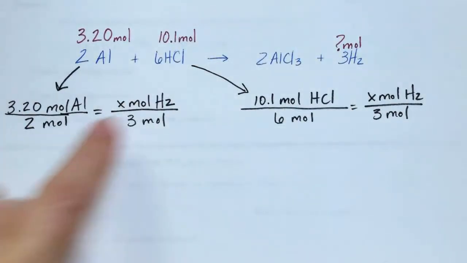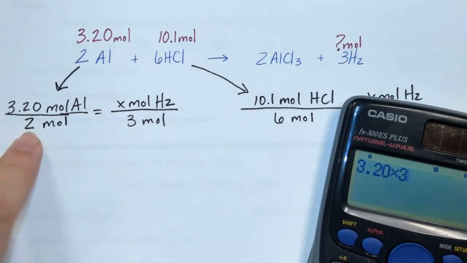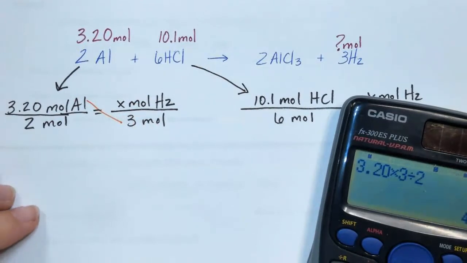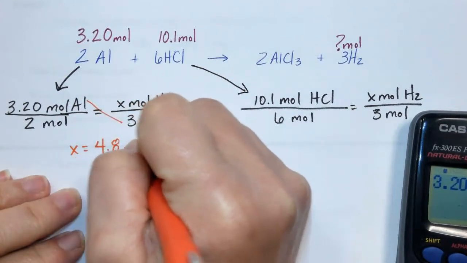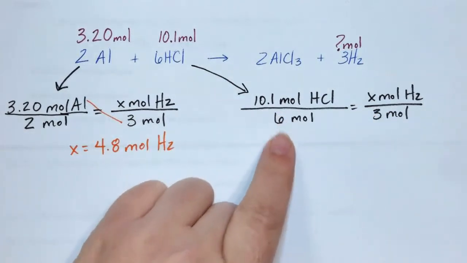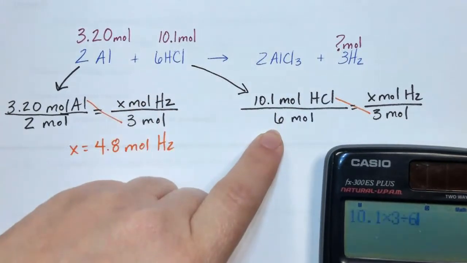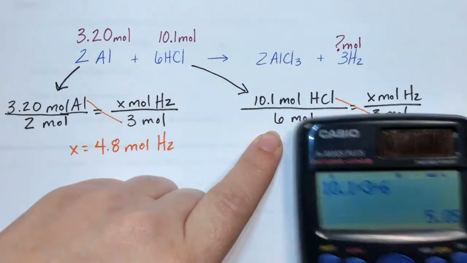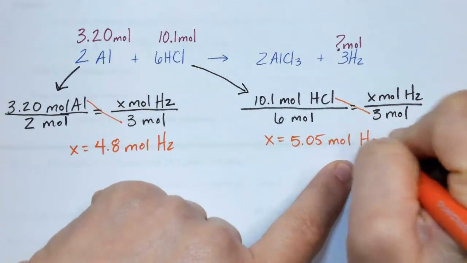And so when you calculate this one, we'll do 3.20 times 3 divided by 2. Remember that we want to start our cross opposite the X. And that's going to give us X equals 4.8 moles of hydrogen. Then I'm calculating hydrogen again, except with this reactant instead. So we'll do our cross here. 10.1 times 3 divided by 6, and that's going to give us 5.05. X equals 5.05 moles of hydrogen.